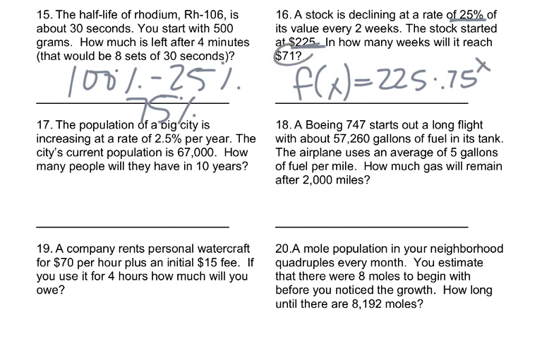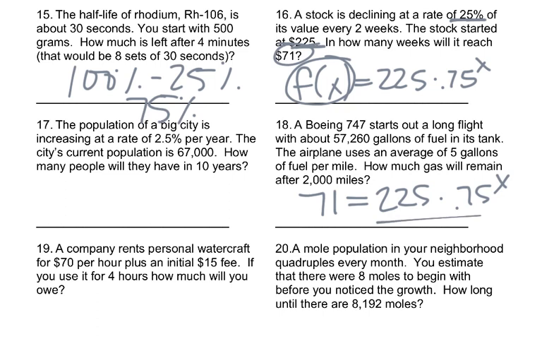0.75x. So how much till it's 71? Well, that means we put 71 here, and I go 225 times 0.75x. So we divide by 225. So I get 71 divided by 225, which is 0.315 repeated, equals 0.75x.